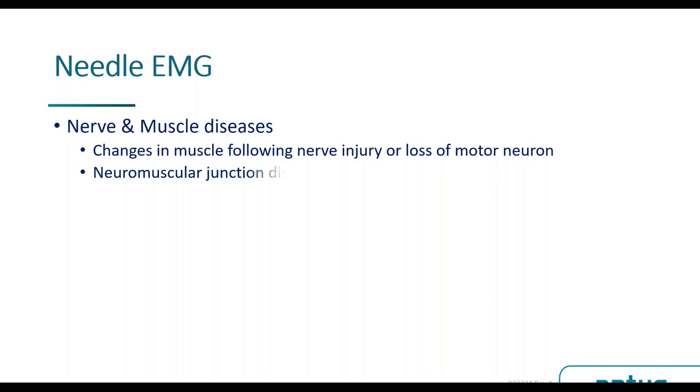Needle EMG allows us to study abnormalities of neuromuscular junction disorder, which are better investigated by using the technique of single fiber EMG using jitter analysis, but that is also something we can do using concentric needles as described in a webinar by Professor Stolberg about a month ago. And then we can also use needle EMG to study primary muscle diseases. So these are the diagnostic applications of needle EMG.